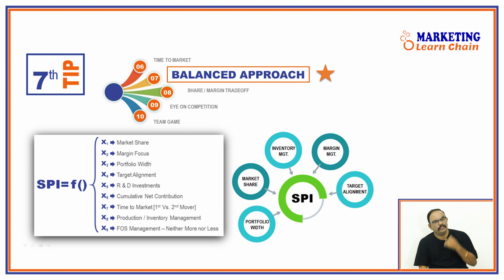Then your timing to market, your production, your inventory management, your feet on street management or advertisement budgeting, all these things will in small parts drive SPI. What are the beta functions for each of them? Markstrat does not tell us. In real markets, what is the beta function for each of them? We do not know. But if you focus on all these variables, the game will eventually be good. If you focus on all my 10 tips, you are going to win Markstrat. So take a balanced approach.